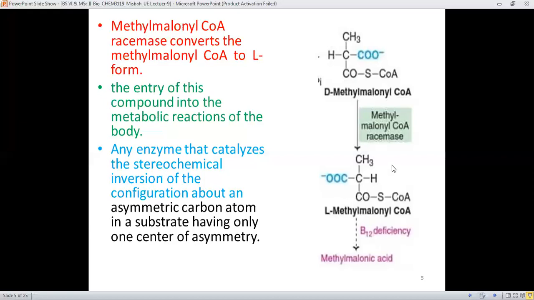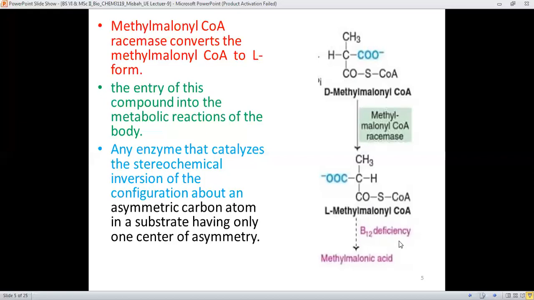Unless the D-methylmalonyl CoA converts into L-methylmalonyl CoA, the upcoming reaction will not occur. Therefore, this inversion of configuration is very necessary at this step for the further metabolic reactions which are going to take place in the body.